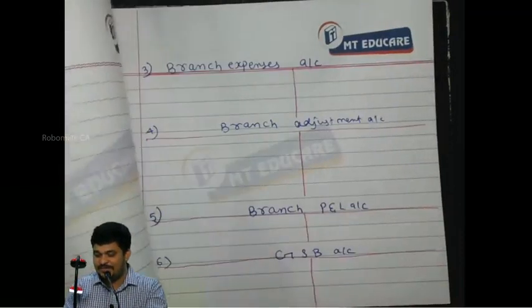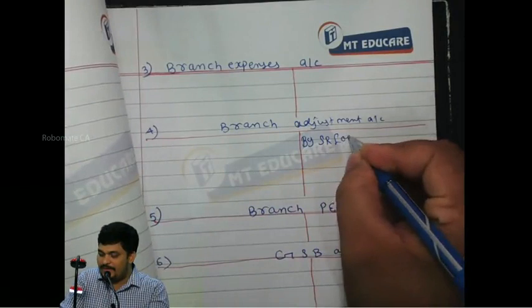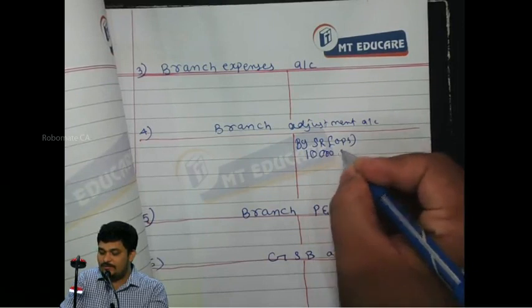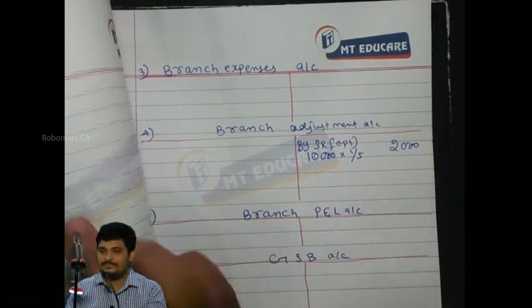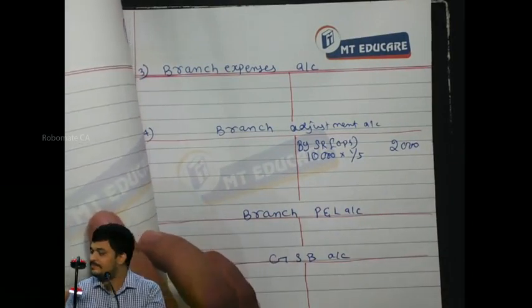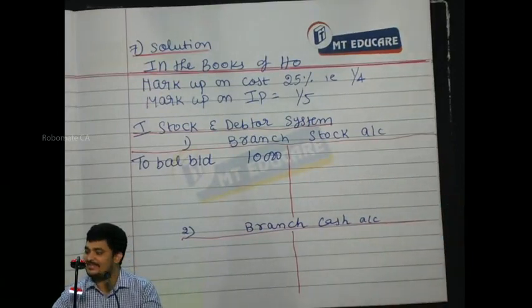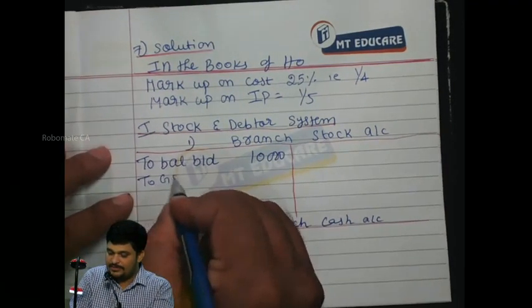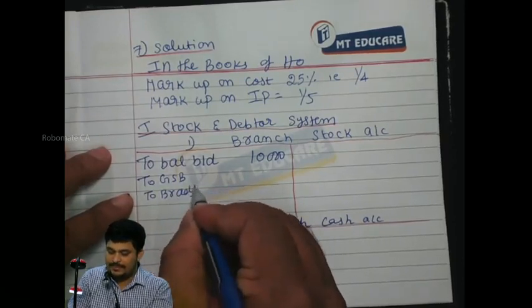Immediately, profit is booked by stock reserve. Opening, 10,000 into 1 by 5, 2,000. Next. Goods sent to the branch. Branch stock debit, to goods sent to the branch, to branch adjustment.